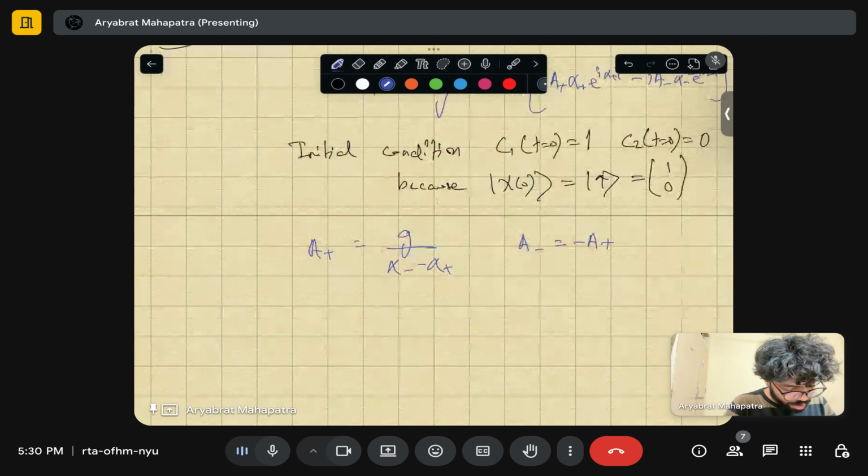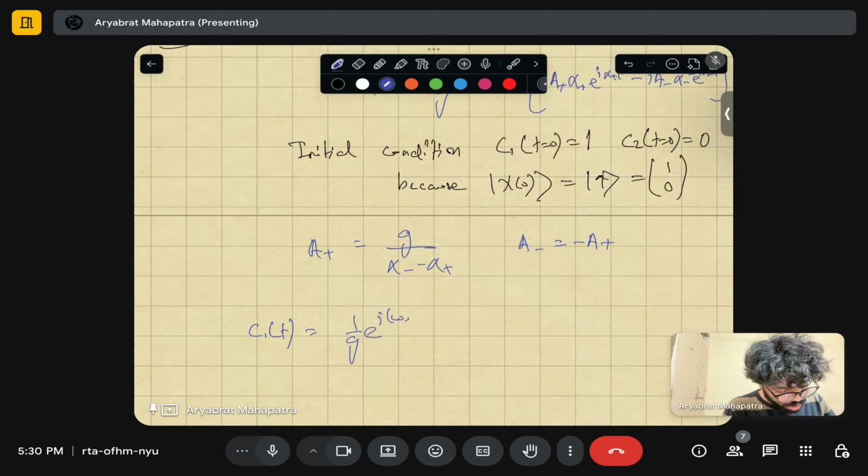So finally, you can write down your final answer: 1 over z exponential i omega naught minus omega t, i a plus alpha plus exponential i alpha plus t minus i a minus exponential i alpha minus t.